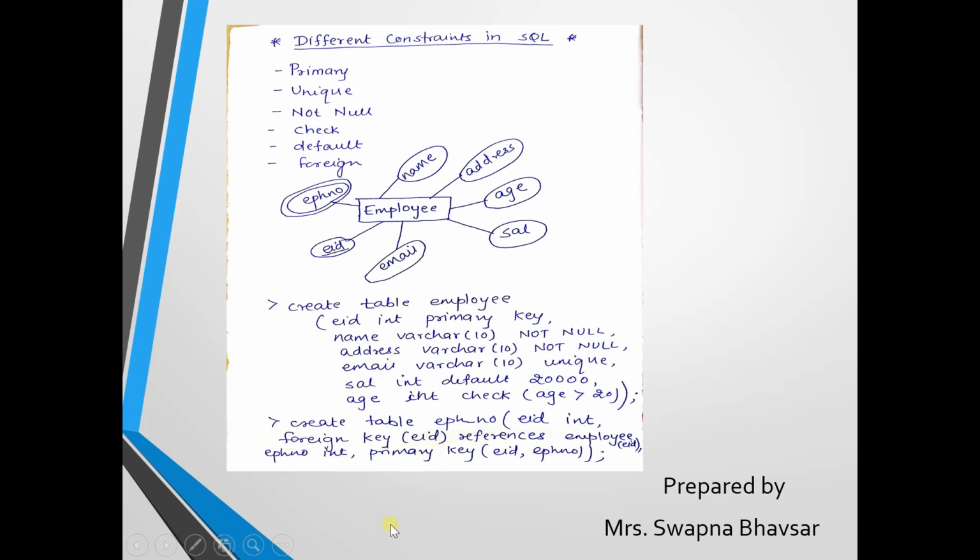So no need to insert values for the sal attribute. And for the foreign key constraint, we are creating a second table, e-phone number, in which we are referring to EID as a foreign key from the employee table, and phone number and EID will act as a composite primary key. So dear all, I have explained all the different constraints and how we can apply them while creating the table. Hope you have all understood all types of constraints that can be used in SQL.